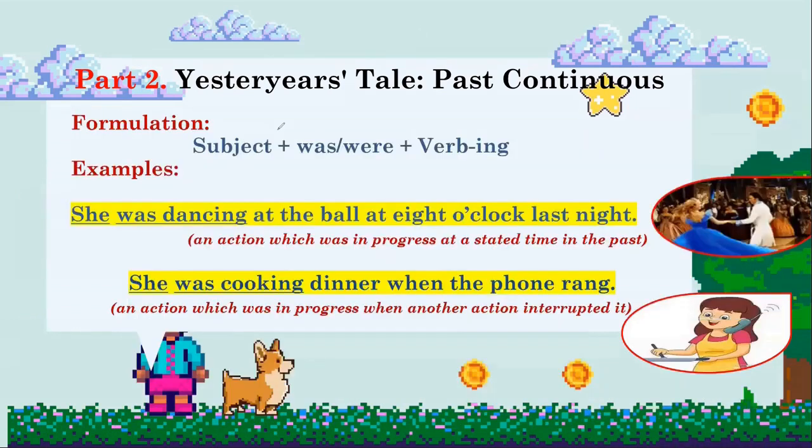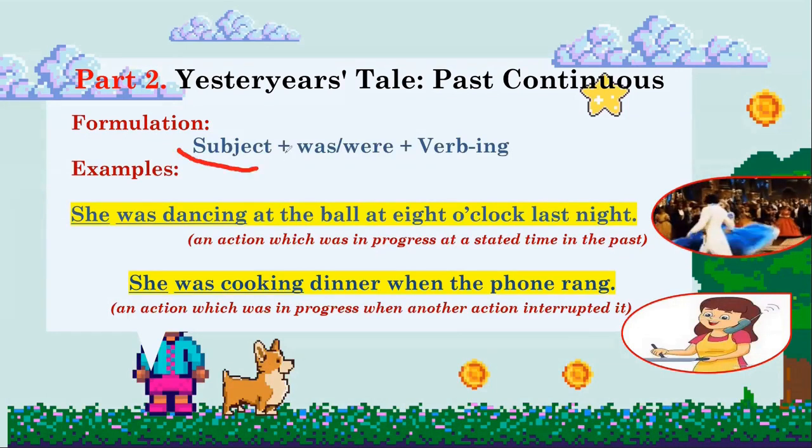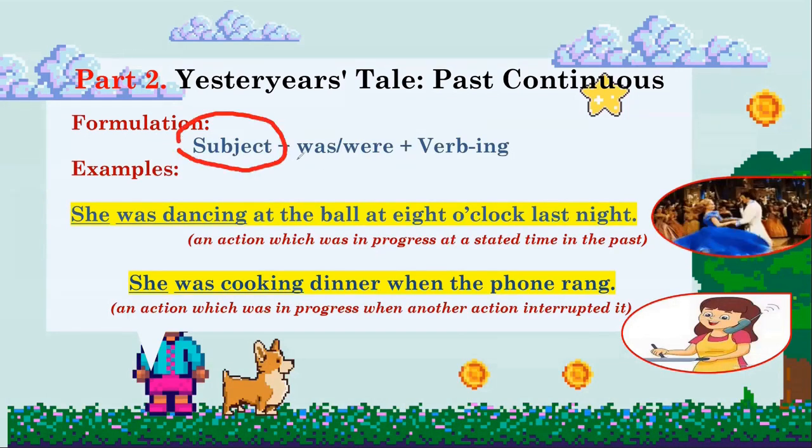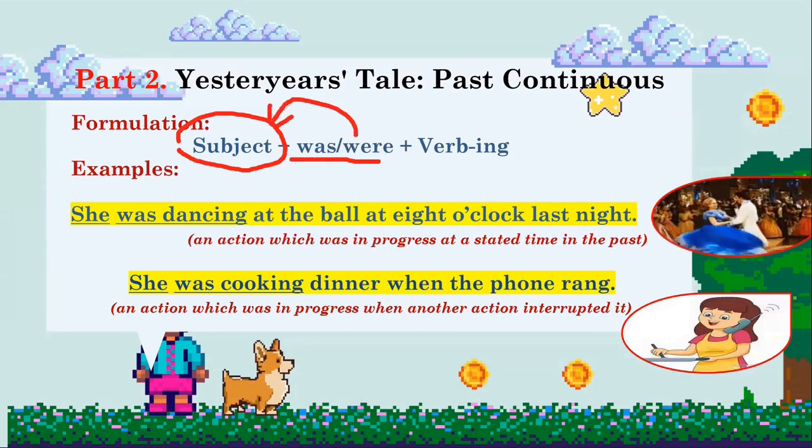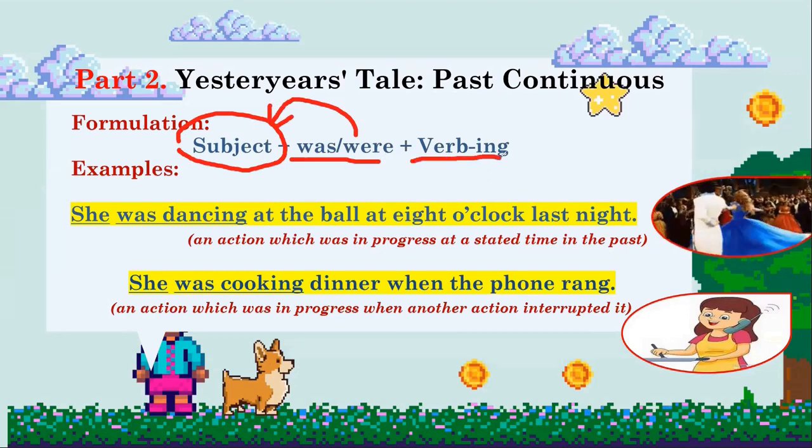So now let's move on to the form of this tense, past continuous. So it will begin with the subject here and it will be followed with was or were, depending on the subject. And after that, we will have verb-ing. So let's move into some examples below.